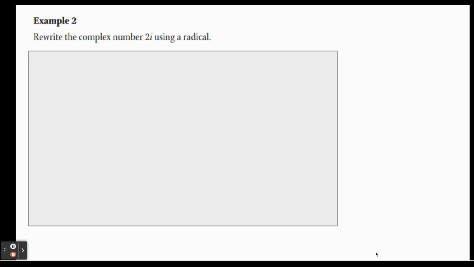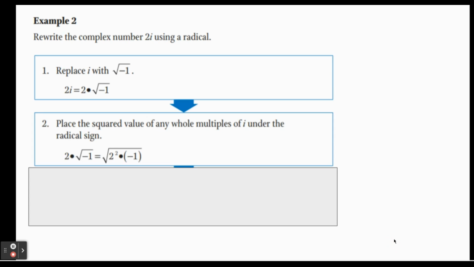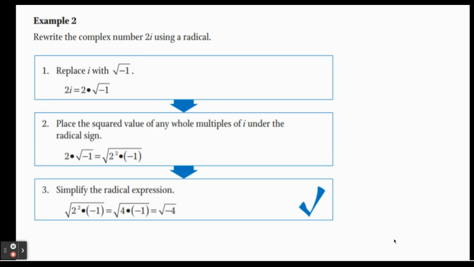Example 2, rewrite the complex number 2i using a radical. Remember, i is equal to the square root of -1, so we can substitute the square root of -1 in for i. And then we multiply, and we will get 2 squared in the radical, because once it goes inside the radical, remember, you're doing the opposite. So if it leaves the radical, you're taking the square root. If you're putting a number inside the radical, like we're doing here, you're actually going to square it. So 2 squared is 4, and you're going to end up with the square root of -4.